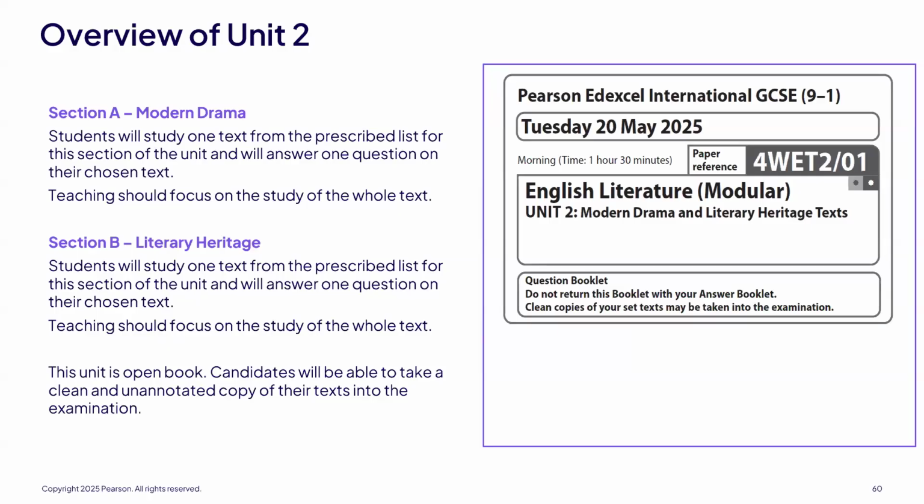Okay, so Unit 2. Remember, our focus here is modern drama for the first question and literary heritage for the second question. Just a quick reminder here of the content. If you are new to us, there's a lot of information coming your way here. So section A is the modern prose question. They study one text from the list and answer one question. Again, there'll be a choice of two. We'll see that in a minute.